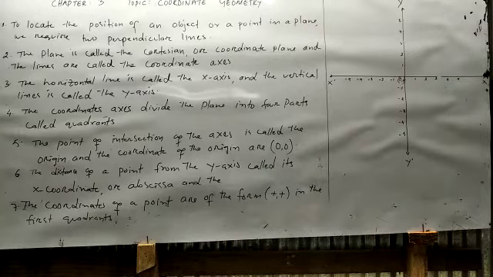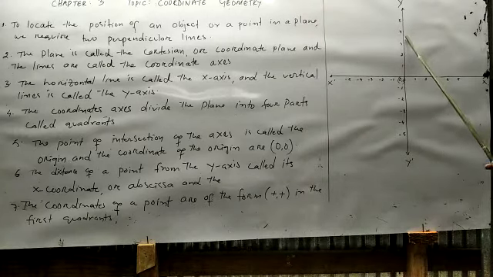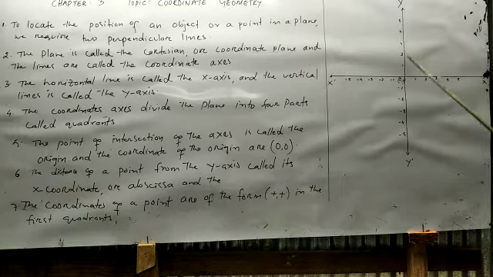Let us see what the x-coordinate means. Suppose I draw one line here, perpendicular to the y-axis. The x-coordinate is defined as the perpendicular distance from the y-axis, measured along the x-axis. The y-coordinate is defined as the perpendicular distance from the x-axis, measured along the y-axis.